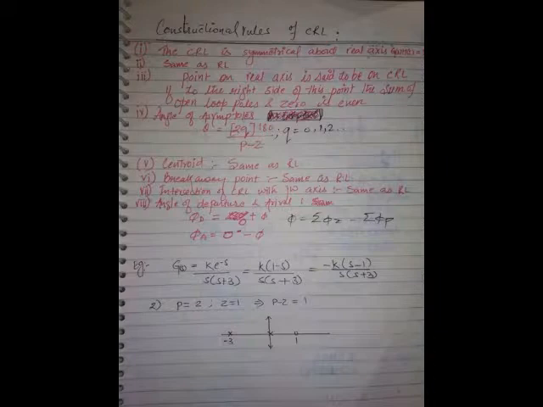Rule number 3. A point on real axis is said to be on CRL if to the right side of that point, the sum of open loop poles and zeros is even.